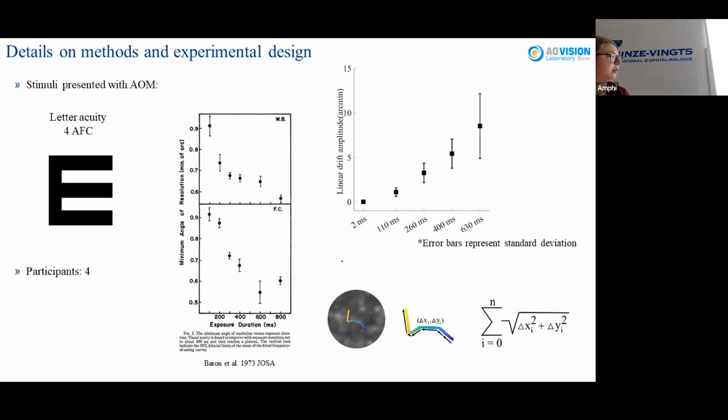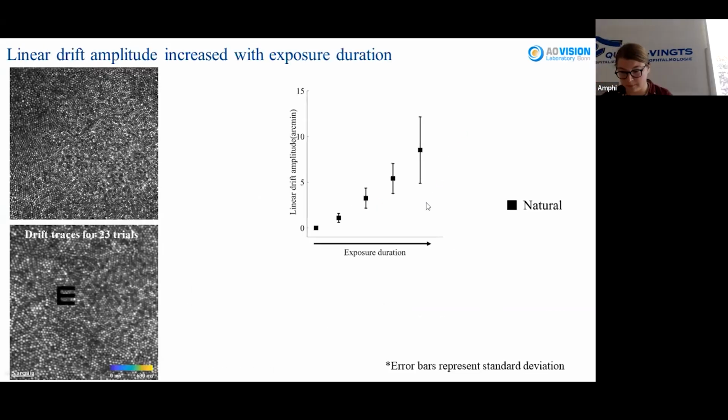We measured linear drift amplitude as the concatenated vector length of the drift motion during the stimulus presentation. We had 5 presentation duration intervals in our experiments, and we actually achieved it. Linear drift amplitude grew proportionally to the exposure duration, which is of course expected.